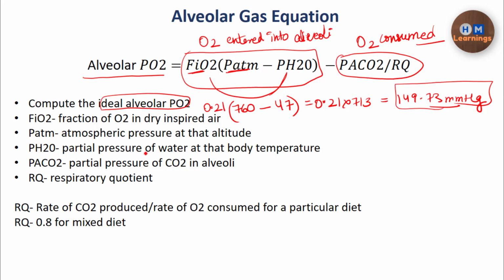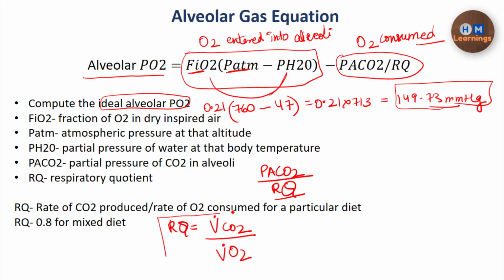Now at the same time, what is happening? The oxygen is being taken out from the alveoli and the carbon dioxide is being added inside the alveoli. How can you calculate that? For that, you need to know the partial pressure of carbon dioxide in the alveoli, and what the respiratory quotient is. The respiratory quotient is basically the rate of carbon dioxide production over the rate of oxygen consumption.